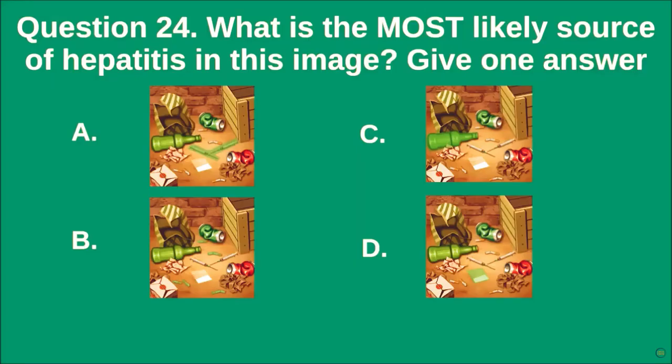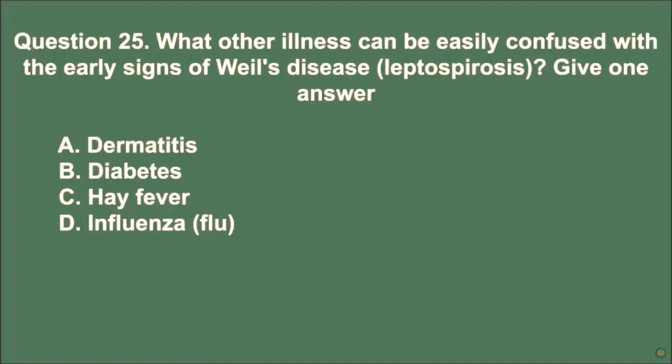Question 24. What is the most likely source of hepatitis in this image? Give one answer. A. B. C. D. A. Is the correct answer. Question 25. What other illness can be easily confused with the early signs of Weil's disease, leptospirosis? Give one answer. A. Dermatitis. B. Diabetes. C. Hay fever. D. Influenza, flu. D. Is the correct answer.